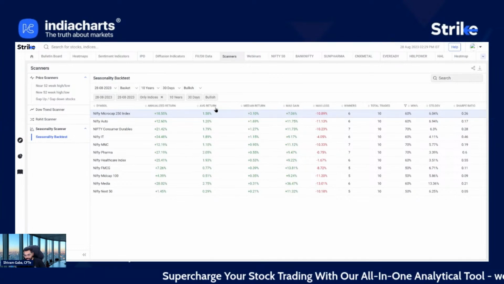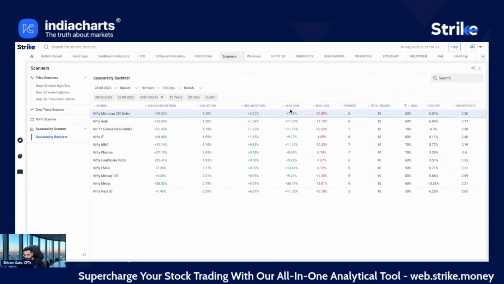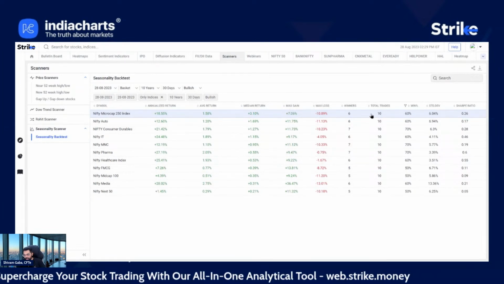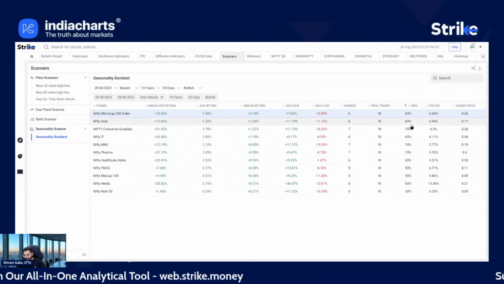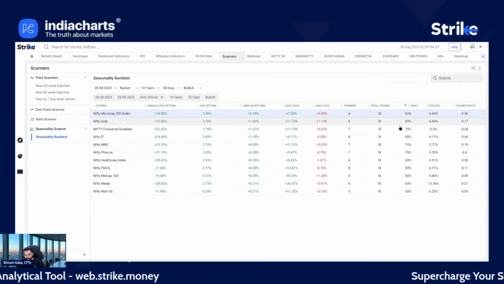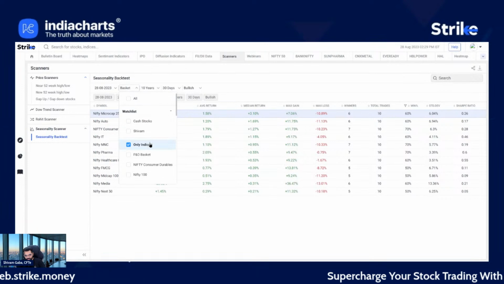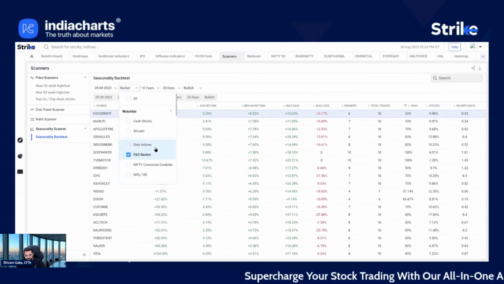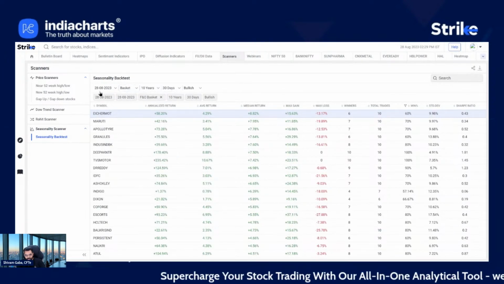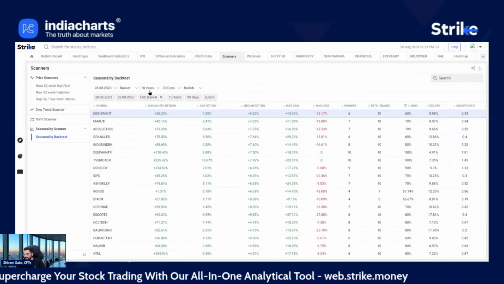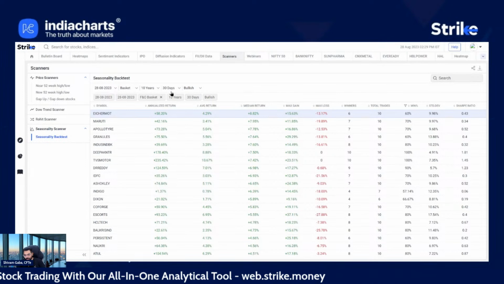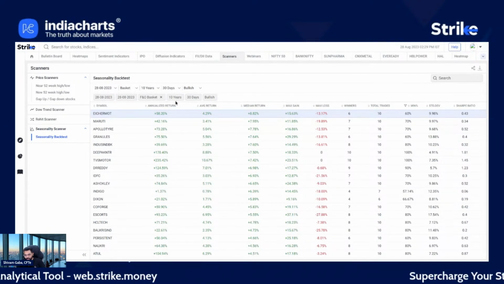That is, what has been the average return, what has been the maximum gain, maximum loss, and how many times has the strategy won for this period, and what is the standard deviation for that. So if I were to select, let's say, FNO stocks, now I've selected 28th, that is today's date. 10 years is my backtest period, and 30 days is what I'm looking for. So the system is checking for 30 days from today.